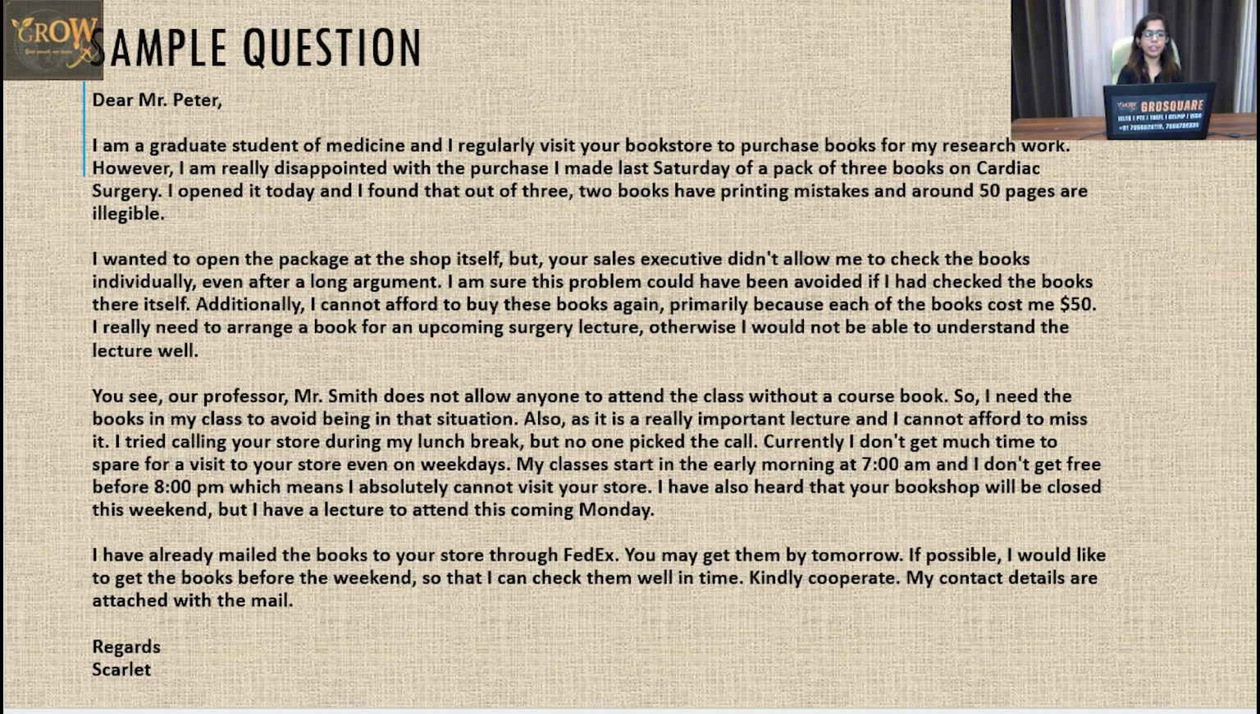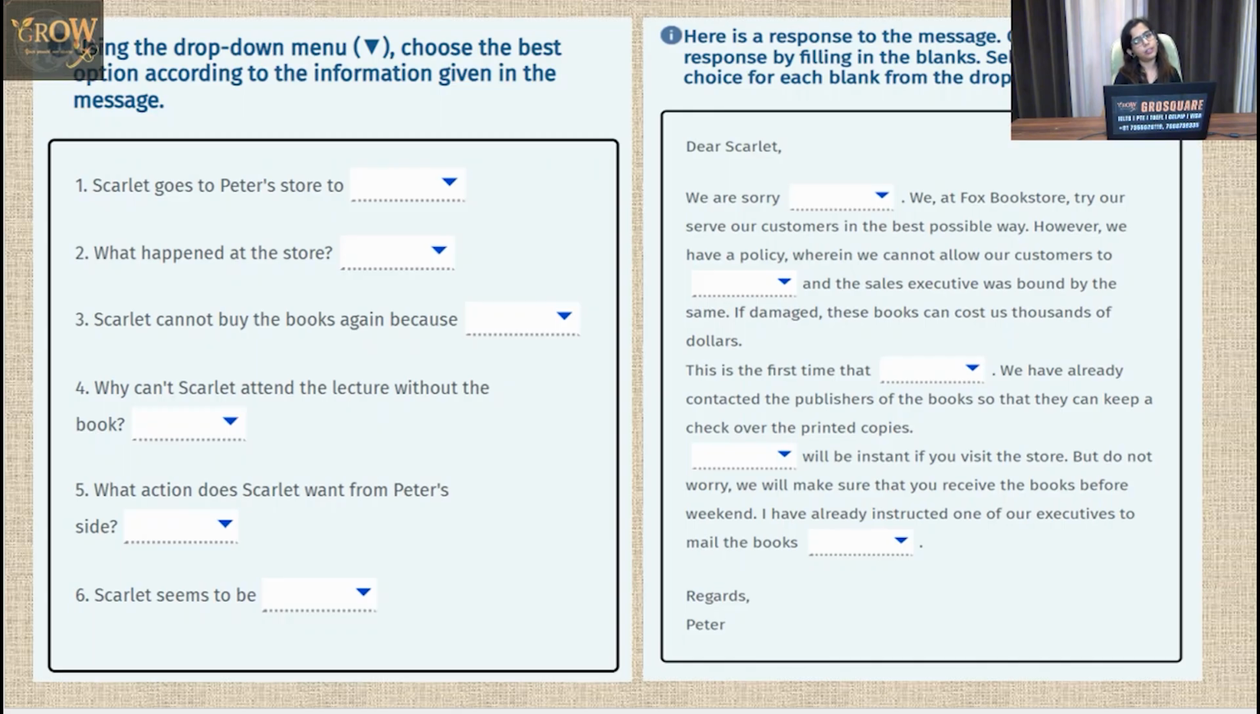What is given over here is that an email has been written to Dear Mr. Peter, and it has been written by Scarlett, right? So on the basis of this, we need to read it, and we are going to get these 2 sorts of questions. These are the 2 types of questions that we need to solve. In the first part, they are saying you need to use the drop down menu and choose the best option according to the information given in the message, right? So we just need to read the email carefully, and then we can derive the answers very easily, right?